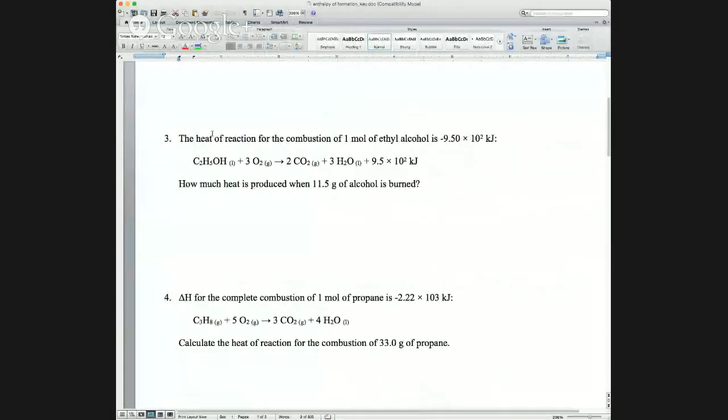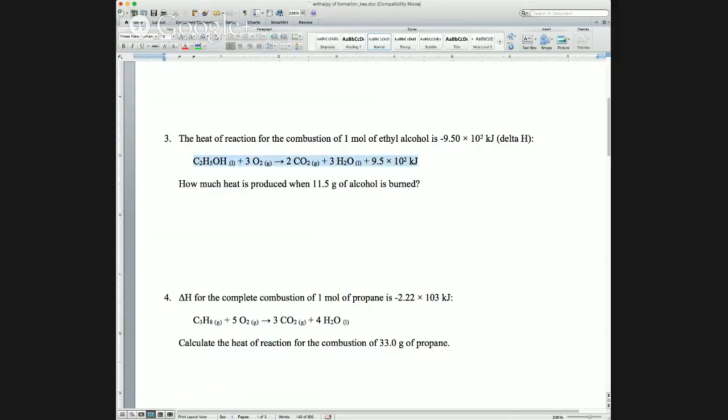The heat of reaction for the combustion of 1 mole of ethyl alcohol is negative 9.5 times 10 to the second kilojoules. So now that means that this is the delta H, right? I can type it in here because it doesn't really matter. This is the delta H. And it's negative because it's delta H. When you look down here, that means it's exothermic, heat's a product.